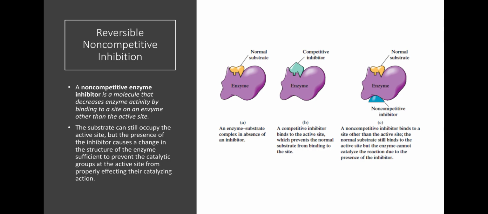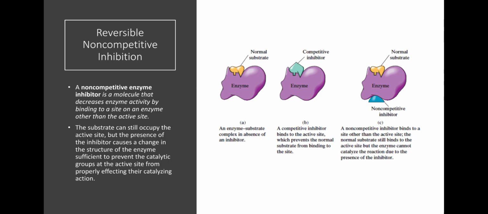sufficient to prevent the catalytic groups at the active site from properly effecting their catalyzing action. As you can see in the illustration on this side, the first one is an enzyme-substrate complex in the absence of an inhibitor. The normal substrate can attach to the active or orthosteric site. The second image is a competitive type of inhibition.